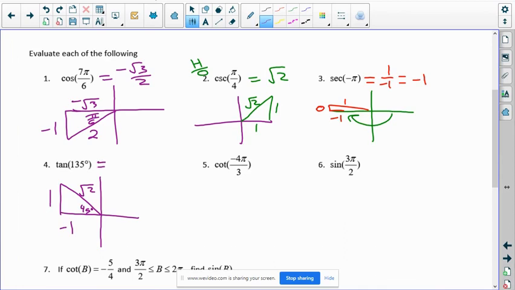Tangent is opposite over adjacent. So the opposite of this 45 is the positive one. The adjacent of it is the negative one. So we have the tangent being negative 1.